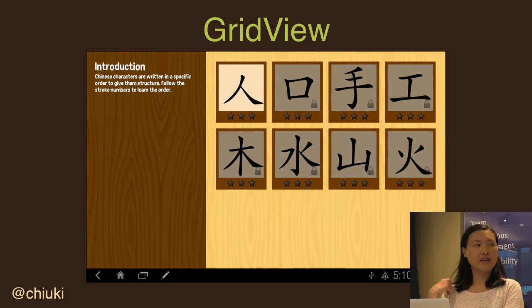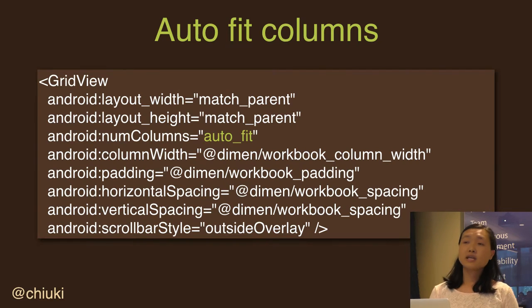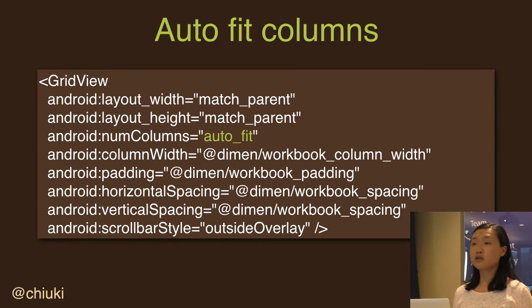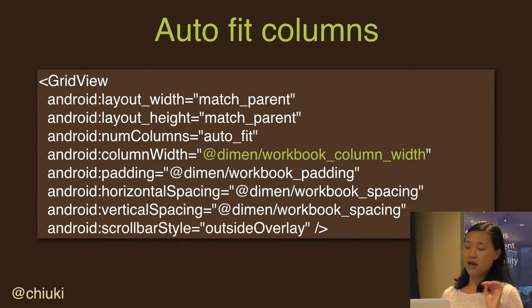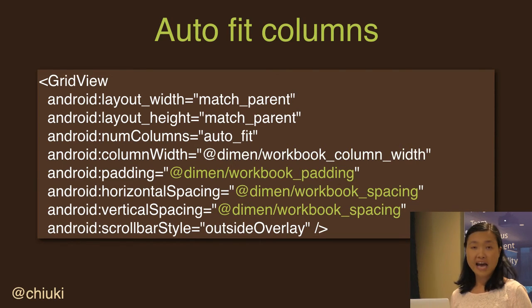Now, if I'm on a phone and I want to put 4 characters on, they will all be teeny tiny and kind of look silly, especially because I have little star ratings in the bottom. So instead of the number of columns being 4, you can tell Android, hey, just auto-fit. Just fit as many as you want. Well, now you have to tell Android more than just auto-fit, because you have to tell Android how big each of the characters are. So in that case, we'll specify the column width and also the padding.